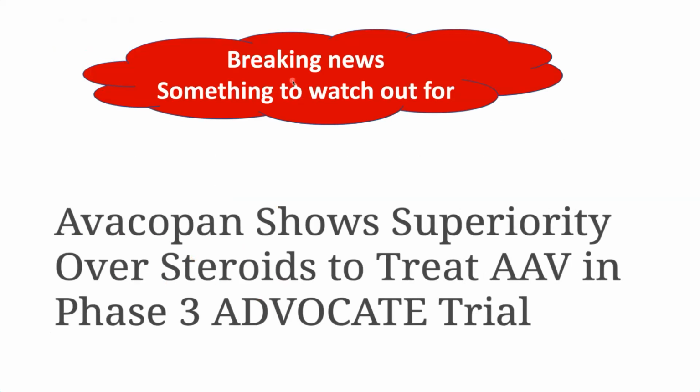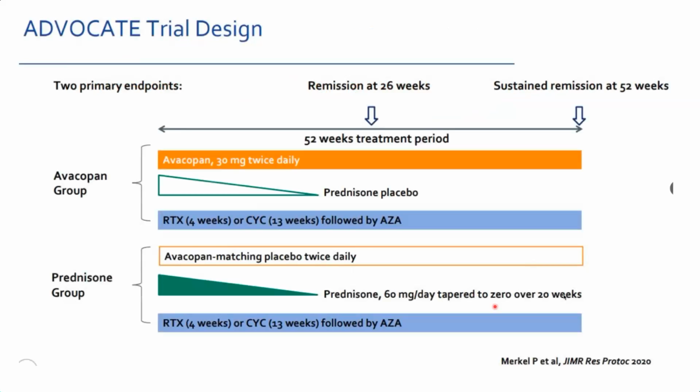The other important thing, which may not have direct implication to uveitis practice now but may become relevant very soon, is this study of Avacopan, which is a C5a inhibitor. This has been shown to have superiority over corticosteroids in treating ANCA-associated vasculitis in the phase 3 ADVOCATE trial. This was presented at the ACR meeting, which finished yesterday.